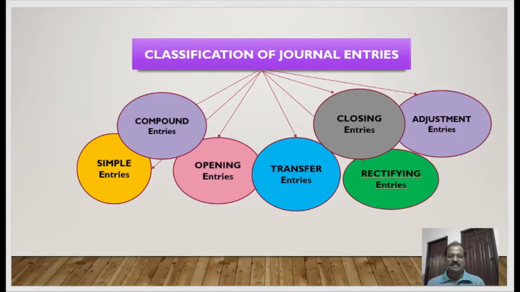Hello guys, I am here in the next video on the topic classification of journal entries. Here we have got 7 types of journal entries. They are simple journal entries, compound journal entries, opening entries, transfer entries, closing entries, adjustment entries and rectification entries. All these are different types of journal entries.